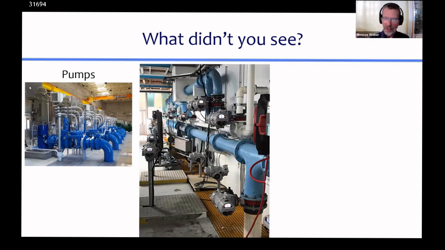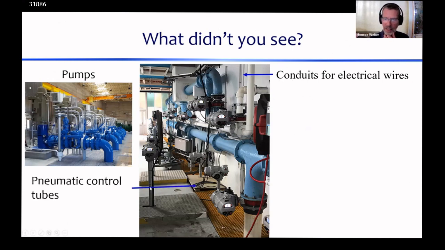This is a section from a water treatment plant. And it includes conduits for electrical wires. It includes pneumatic control tubes. Do you guys know what pneumatic control tubes do? Like, how would you? You need a course in automation.